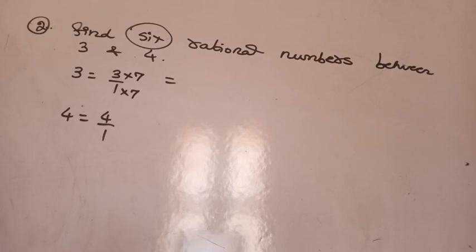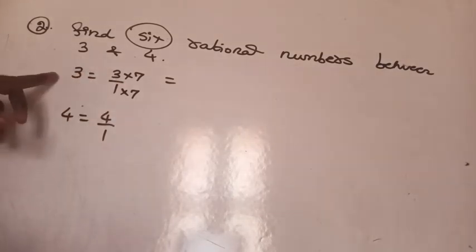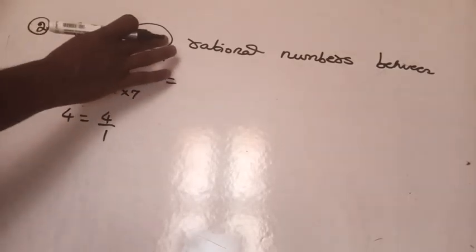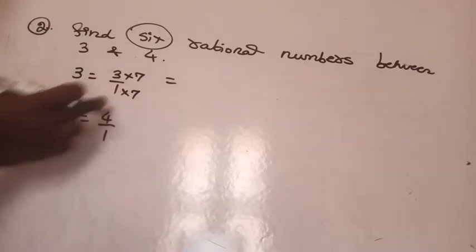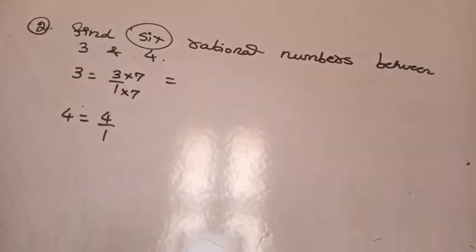In a fraction, if you multiply the numerator and denominator by any non-zero constant, you get an equivalent fraction of 3. Now suppose you want to find 10 rational numbers between any two numbers, you have to multiply by 10 plus 1, which is 11, in both numerator and denominator. Are you getting it? Yes.